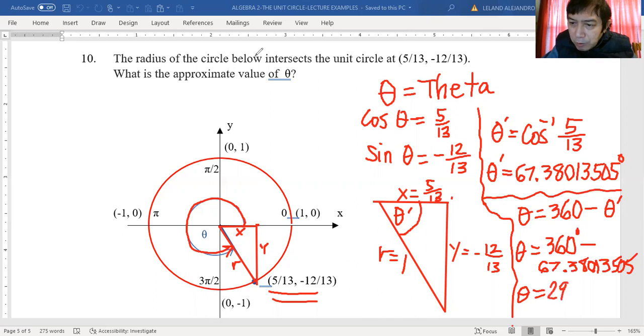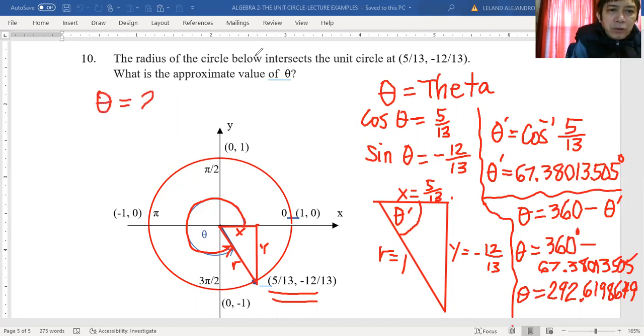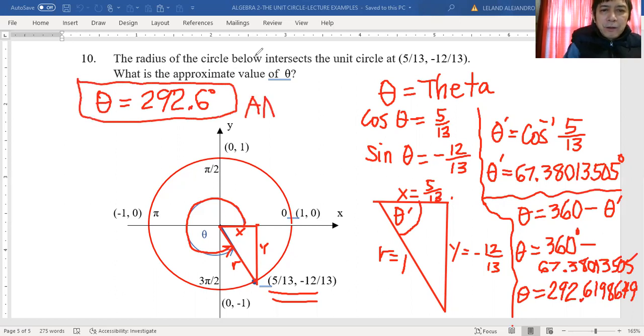This is 292.6198649 in degrees. So the final answer, rounded to the nearest tenth, is 292.6. Our theta is 292.6 degrees. This will be our final answer. It must be larger than 270 because this is located at the fourth quadrant.